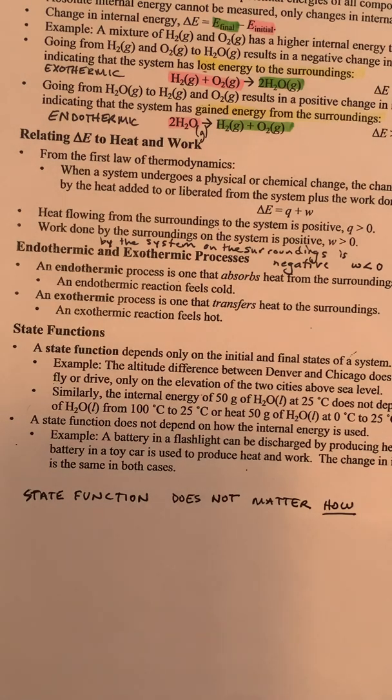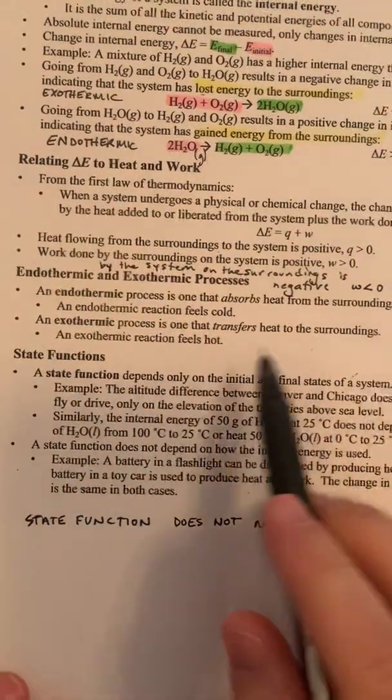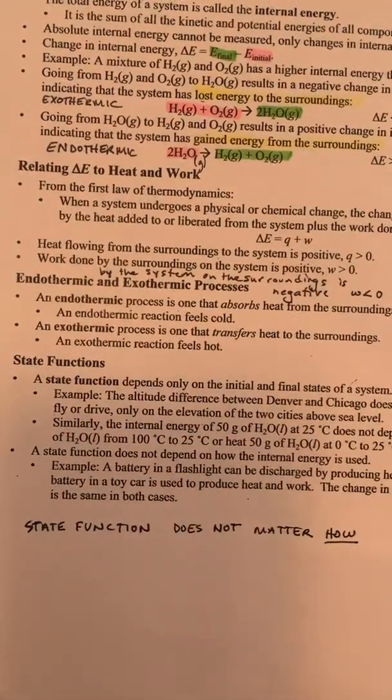So it feels cold because your hand is part of the surroundings. So your hands are losing energy. Okay. So an exothermic process is the opposite. The system is giving off heat. So it feels hot because it's expending or kicking off heat.